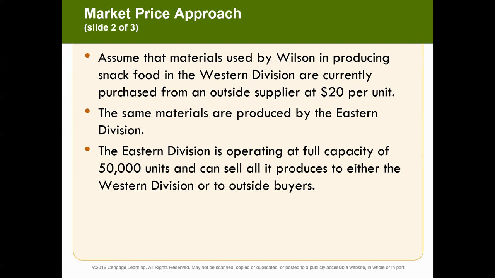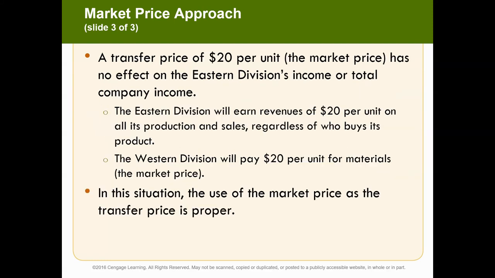So let's assume that the materials used by Wilson Company in producing snack food in the Western Division are currently purchased from an outside supplier at $20 per unit. The same materials are produced by the Eastern Division. The Eastern Division is operating at full capacity of 50,000 units and can sell all it produces to either the Western Division or to outside buyers. A transfer price of $20 per unit, which is the market price, has no effect on the Eastern Division's income or total company income.